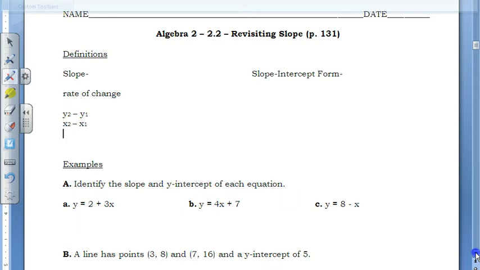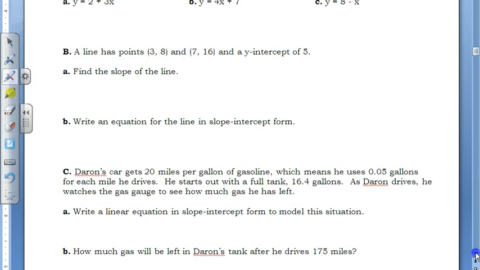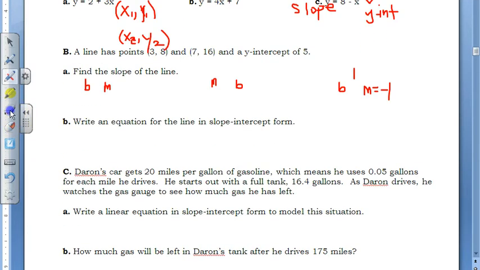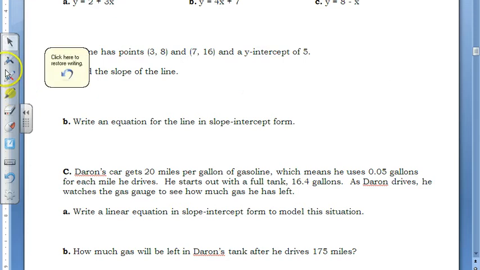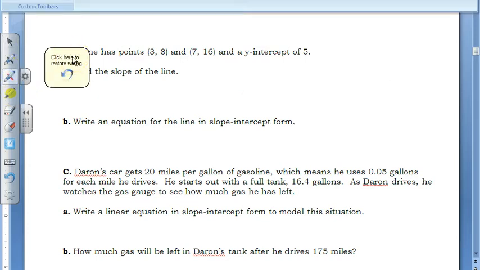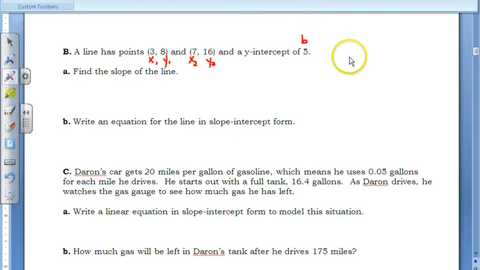Scrolling down, letter B says a line has points (3, 8) and (7, 16) and a y-intercept of 5. Find the slope of the line. Okay, so I'm going to label these points x1 and y1, x2 and y2, and I know that this is my intercept, so I'll put a b there. This isn't something that you have to do, but I would recommend, until you get your slope formula down, that you always label your points every single time.